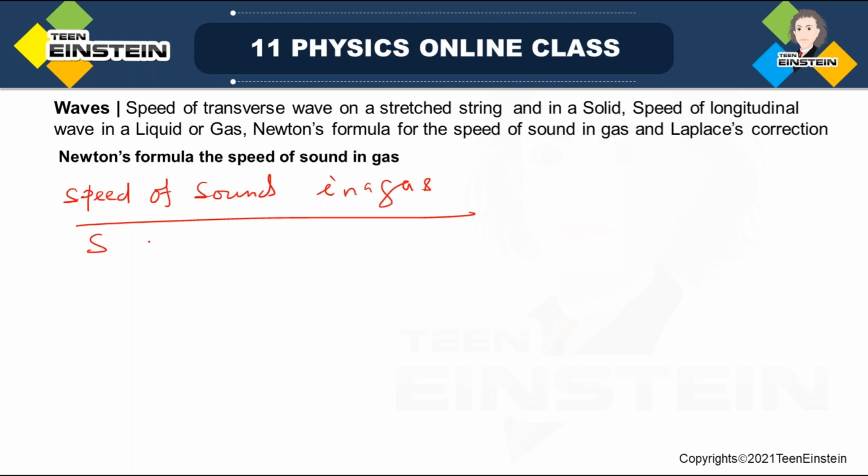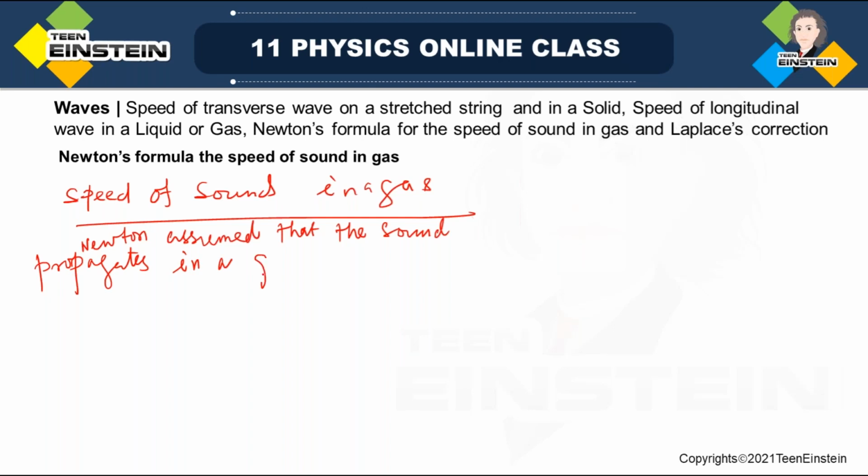So Newton assumed that the sound wave propagates in a gas in isothermal condition.